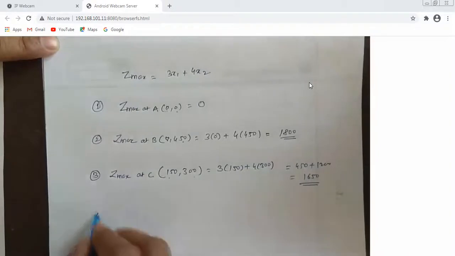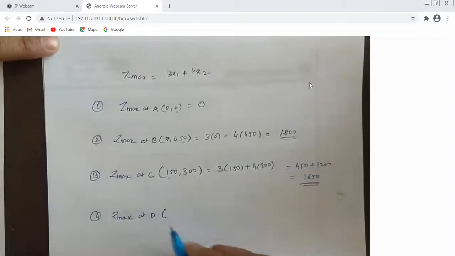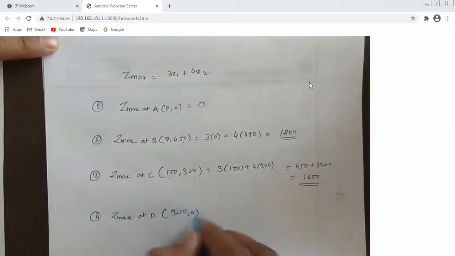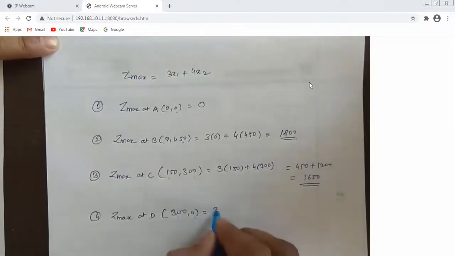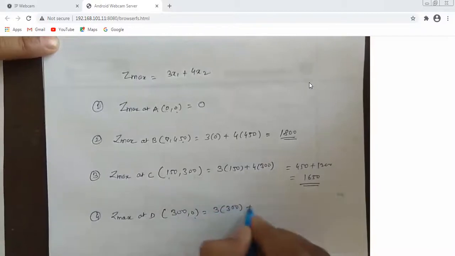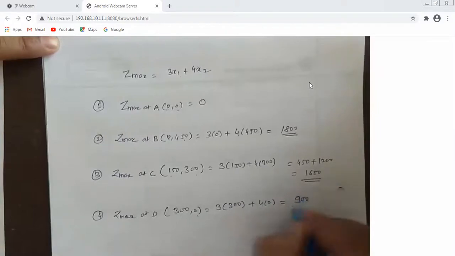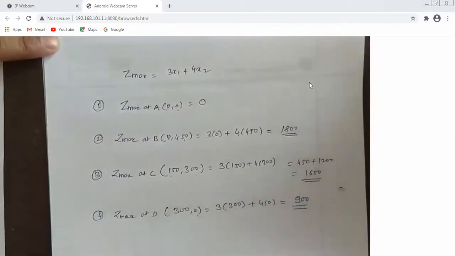Now, next corner point, that is z max at D, and the coordinates are 300, 0. Now 300 will be x1 and 0 will be x2. Put these values in the above equation, it will give 3 into 300 plus 4 into 0. After simplification, we'll get 900.